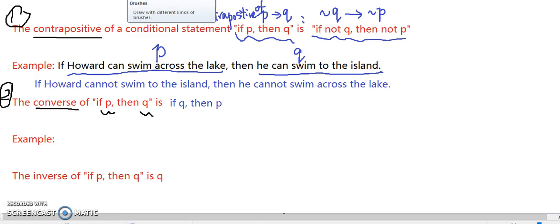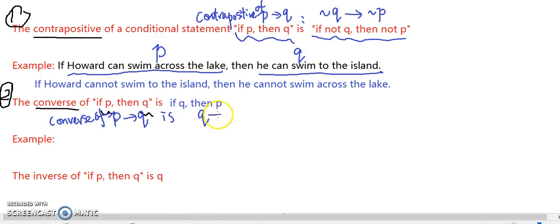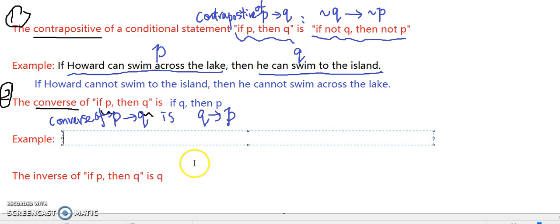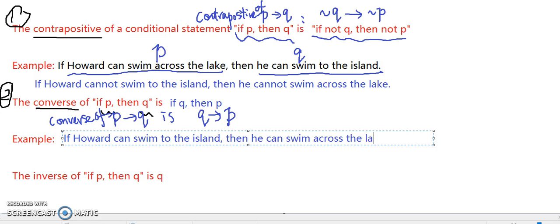Using symbols, what's the converse? The converse, you just switch P and Q. So the converse of P implying Q is Q implying P. Now we go back to the example and find the converse of the statement. By the definition, all we have to do is switch P and Q. So put Q as our hypothesis: if Howard can swim to the island, then he can swim across the lake.